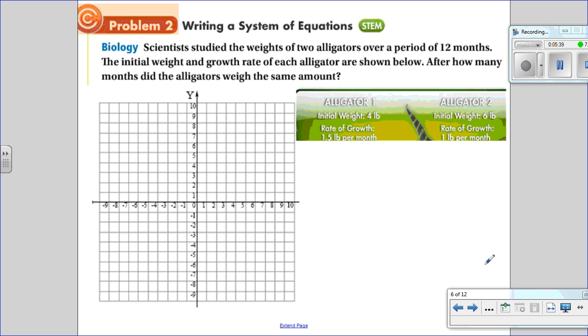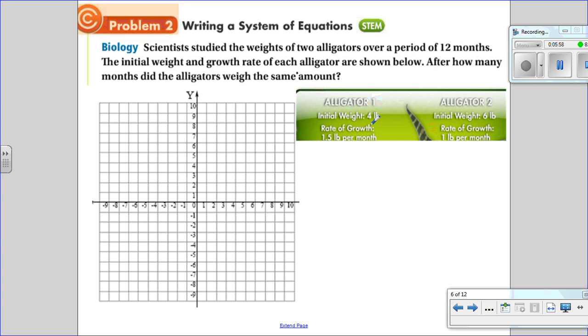All right. So what if this turns out, we have a word problem where we have to do this? Scientists studied the weights of 2 alligators over a period of 12 months. Their initial weight and growth rate of each alligator are shown below. After how many months did the alligators weigh the same amount?